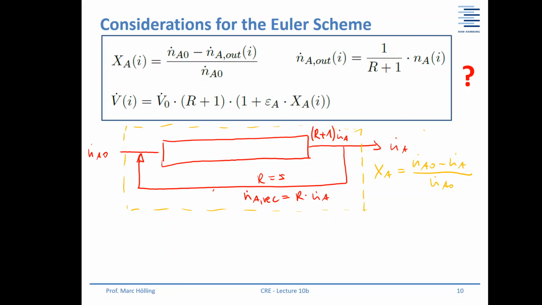If you now want to calculate the conversion at some position in the reactor, then you must take into account that your mole flow inside the reactor is much higher than the one leaving the reactor. So how can you do this?